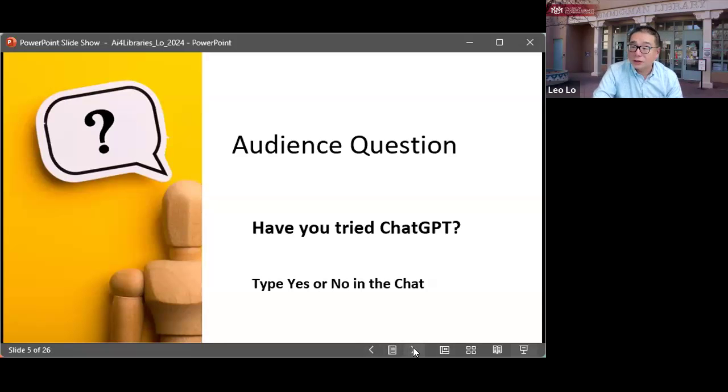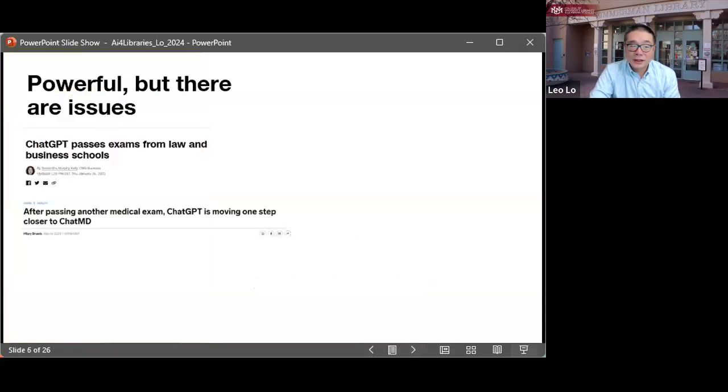And if you have not used it, I would encourage you to just try it out. I mean, it's free. So you know what it is about. It's kind of difficult to explain because it's such a general purpose tool, but it's very powerful. So powerful that it can pass exams. You have probably seen these headlines, especially when it first came out: ChatGPT passing exams at law schools or business schools and medical schools even. It's really powerful in that way, and it's changing the way we search for information.